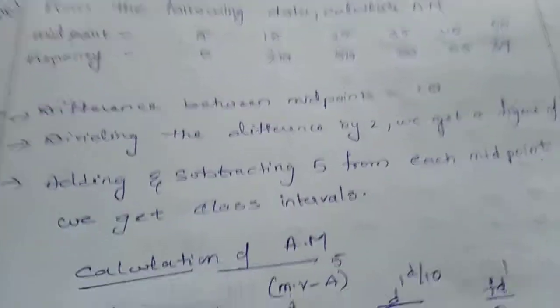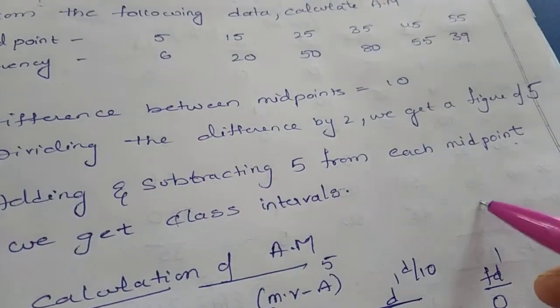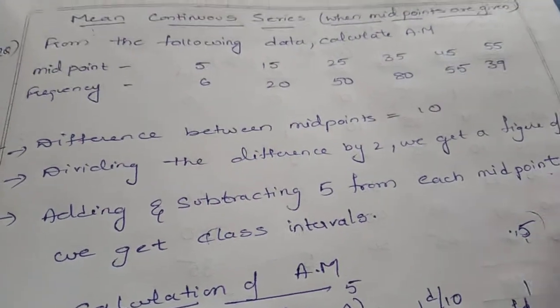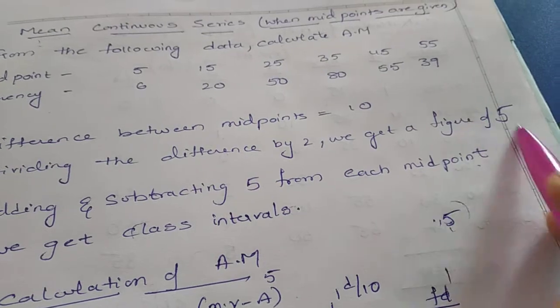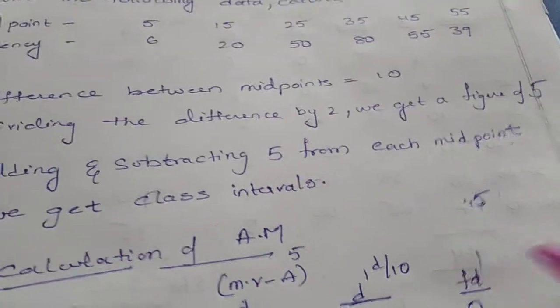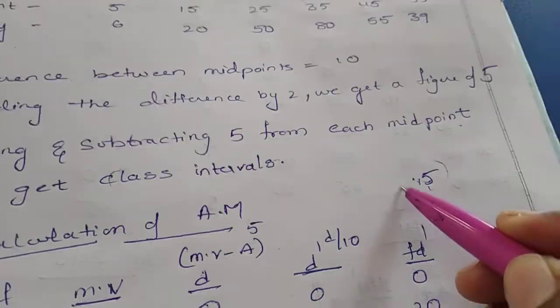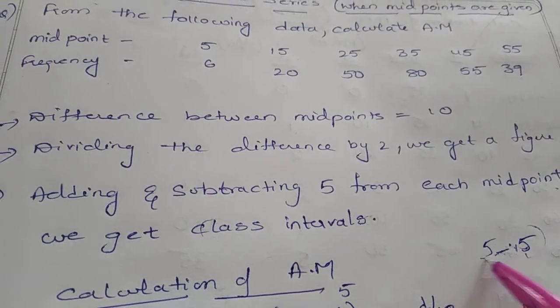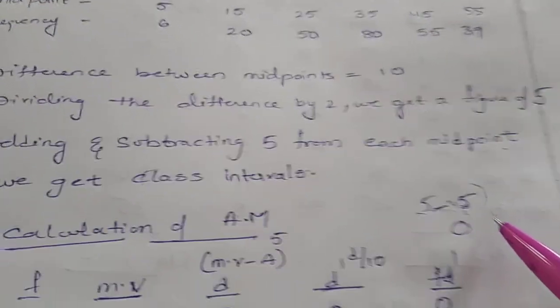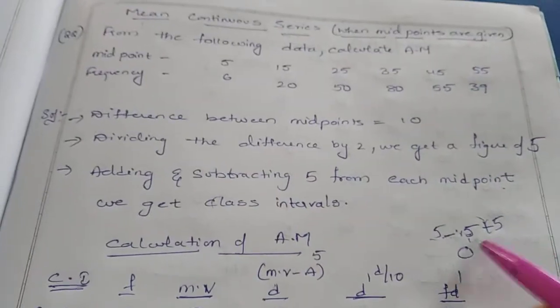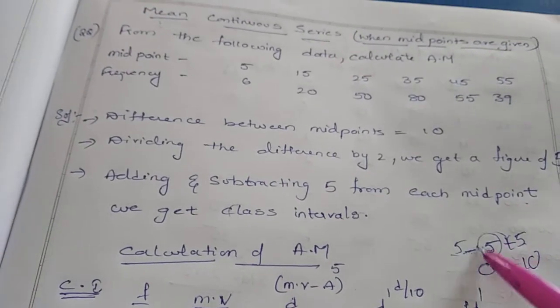Once you see here, the difference we got is 5. To get the lower limit, what do we have to do? Minus 5. So 5 minus 5 is how much? 0. And next, plus 5. Plus 5 means how much? 10. The mid value he has given here is 5.